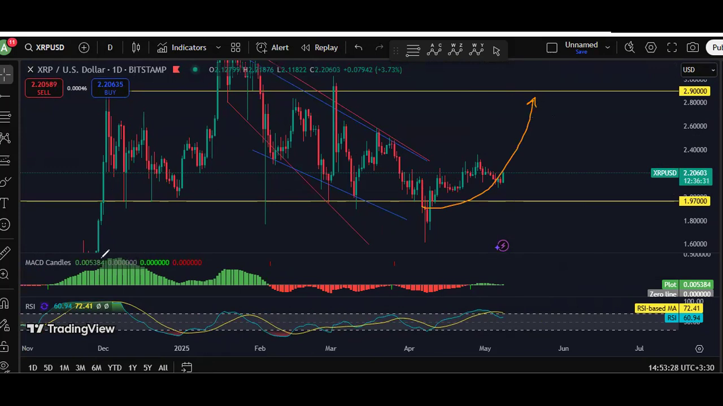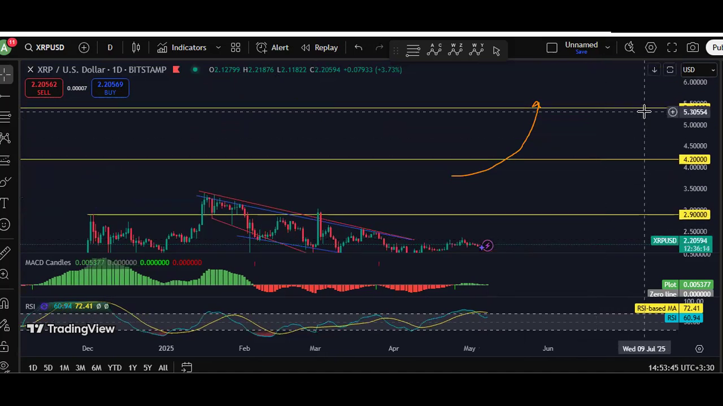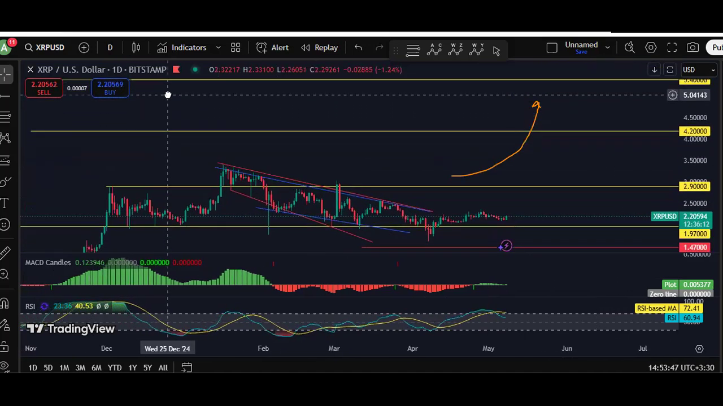Okay, then the only thing we can conclude here is that if this is the start of the reversal, with the breakout of 2.94 and the all-time high, at least we can look for 4.2, and we want to see the breakout of 4.2, because the target we can look for is 5.4. Anyway, we just follow the chart.